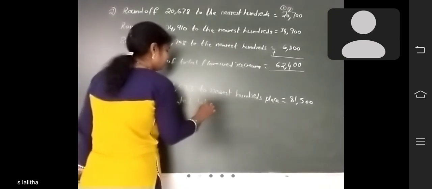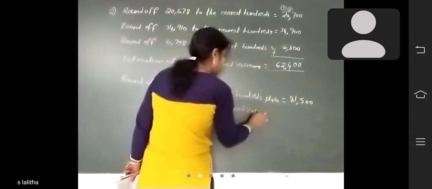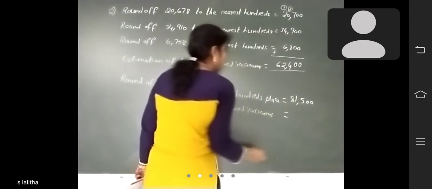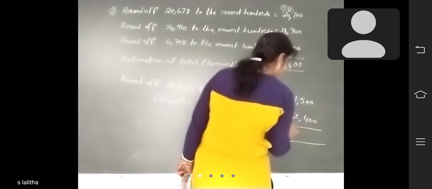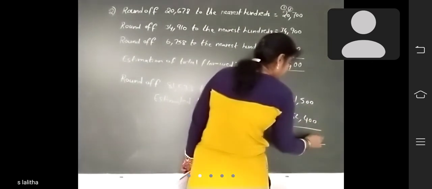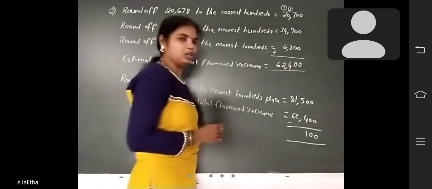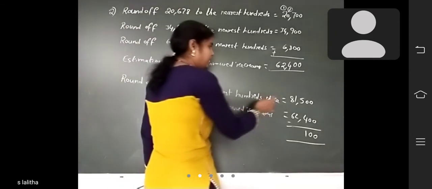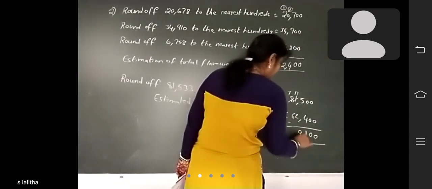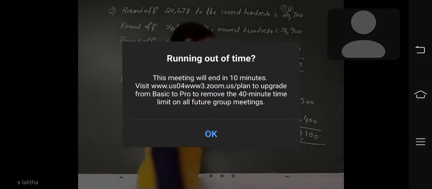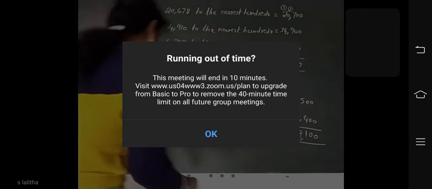Estimated total flavored ice creams is equal to how many? 62,400. Subtract. 0 minus 0, 0. 0 minus 0, 0. 5 minus 4, 1. 1 minus 2. Can you subtract 2 from 1? No. You take 1 and borrow here. So here 7. 11 minus 2, how much? 9. 7 minus 6, 1. So how many grape flavored ice creams? 19,100.